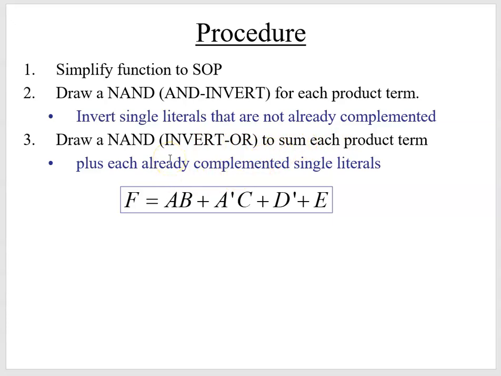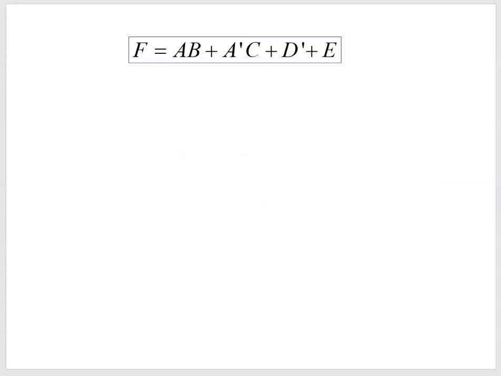So for example, if we were going to implement this function, I'll just do it on the next page so I have a little bit more space. I have AB, that's a product term. So it says I'm supposed to use a NAND for that. And I'll just draw A and B at my input. And then I have A prime C for my second product term.